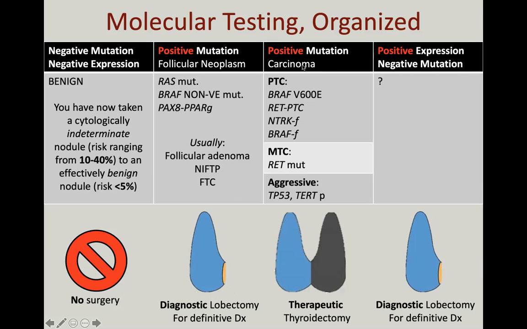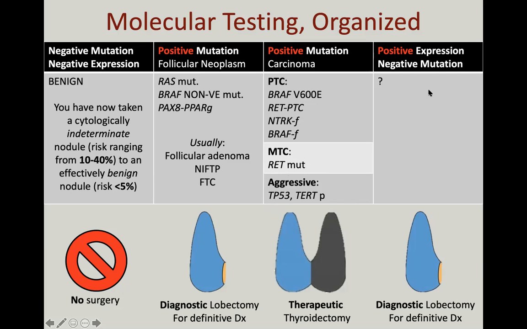If you have a positive mutation that's indicative of a carcinoma, like a BRAF V600E or various fusions that are specific for PTC, certainly the patient will undergo thyroidectomy or lobectomy. If you have that RET mutation specific for medullary, again, you've got to go for surgery. And if you have an aggressive mutation like P53 or TERT, chances are you're probably also going to undergo surgery, because these tend to sort with more aggressive behaviors in thyroid neoplasms.